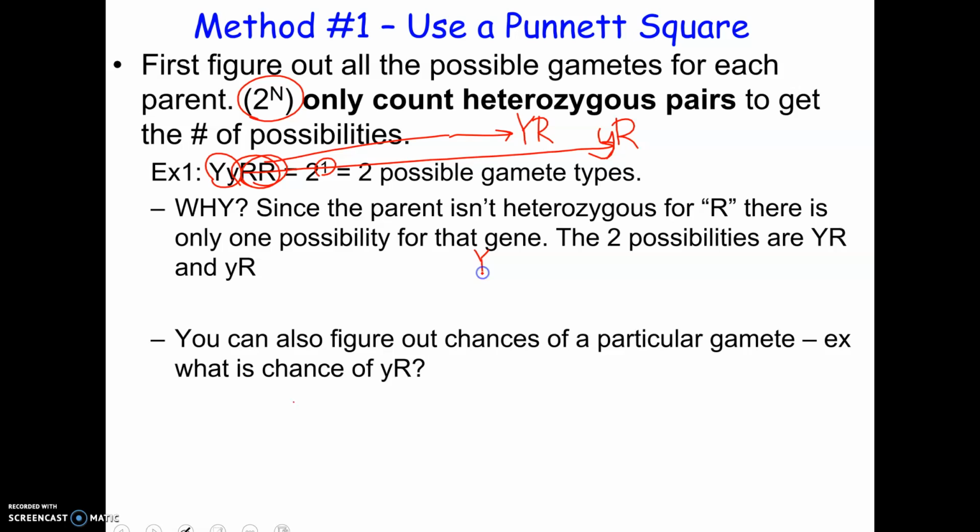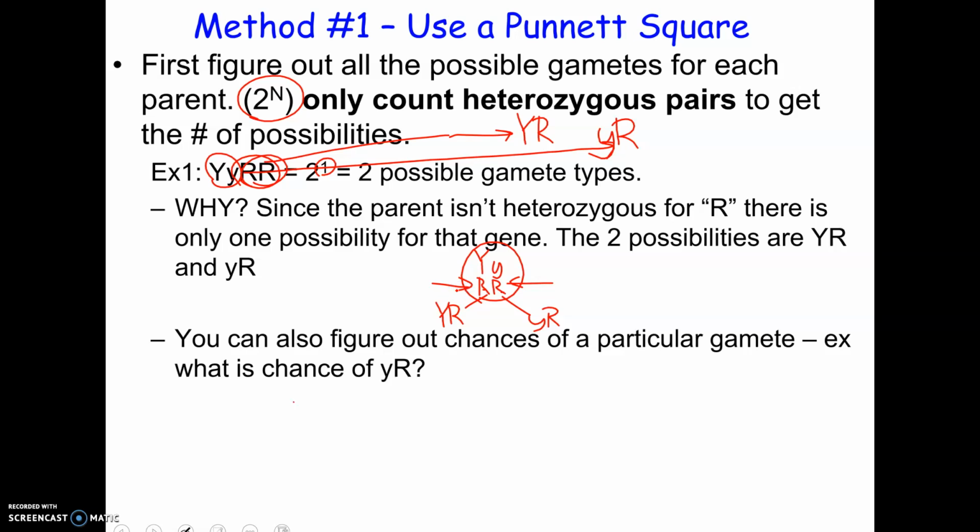When these line up during meiosis, they're going to line up like this, and then the chromosomes are going to separate. We're not going to go through meiosis 1 and meiosis 2, and the options are big Y with big R or little y with big R. It doesn't matter which way the R's line up because there's no choices.